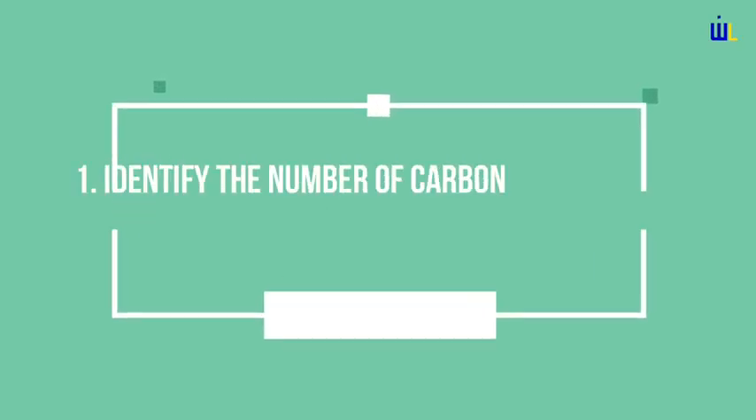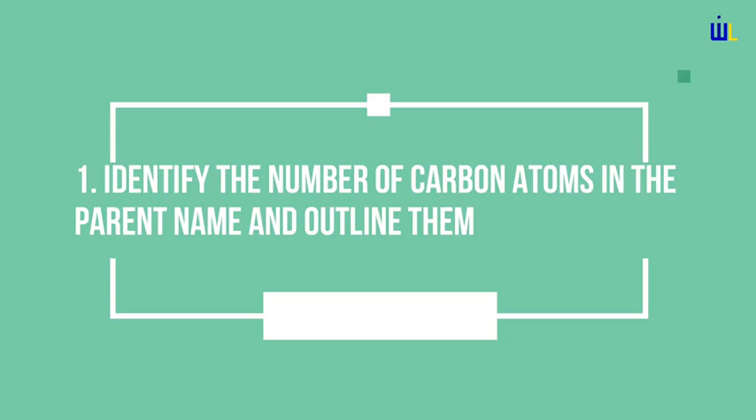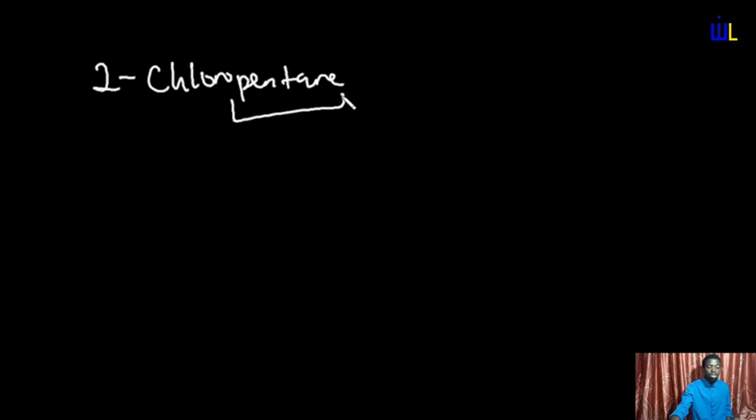So let's get into the other part of this study, which is deriving structures from names of organic compounds. Now, there are certain rules we have to follow. Let's look at them. The first rule is to identify the number of carbon atoms in the parent name and write them out. So imagine I have a compound, for instance, 2-chloropentane. The parent name is this last part of the organic name, and pent simply indicates 5. Pent indicates 5 carbon atoms, so we'll write them out.